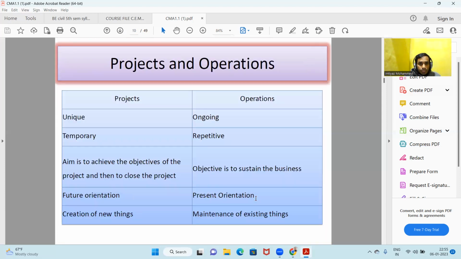Okay, let us look at the project and operations. No, this is not very relevant.